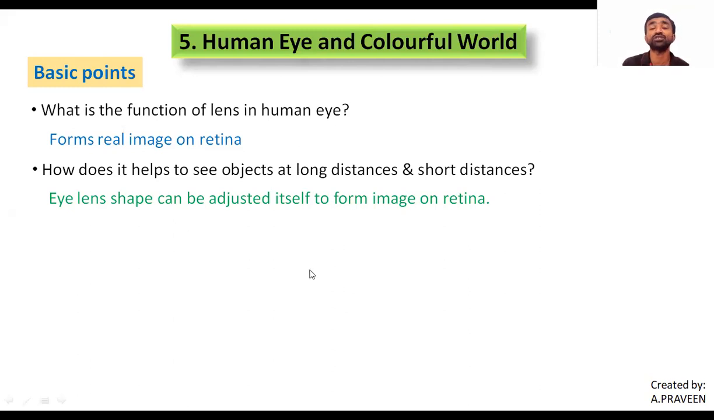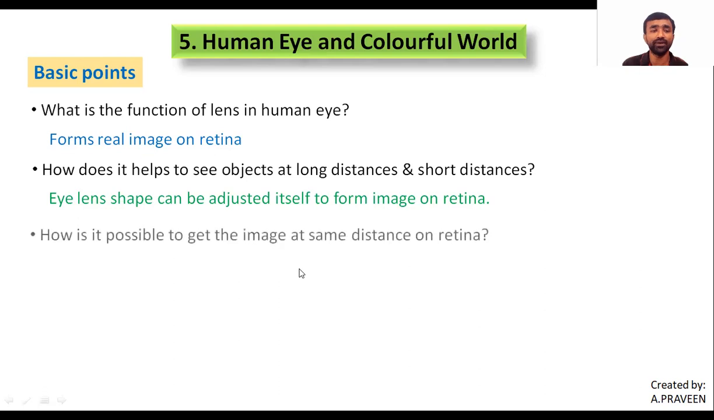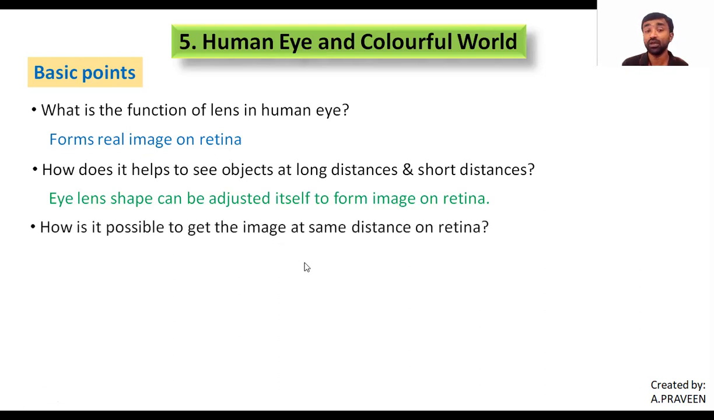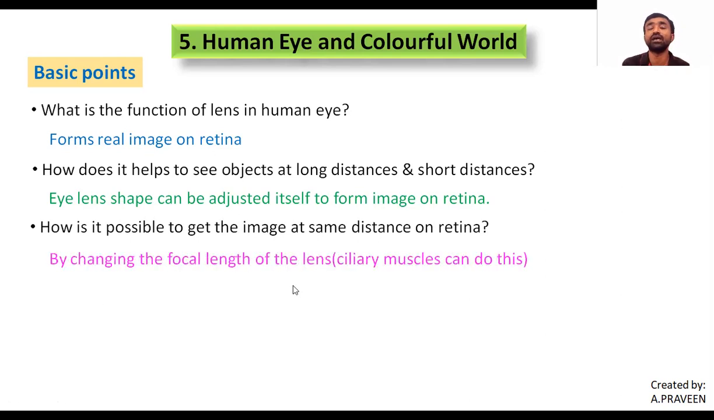It is because of changing the shape of the eye lens. Look at how it is possible to get the image on the retina every time at the same distance. The lens cannot change its shape by itself. It completely depends on other parts called ciliary muscles. Ciliary muscles help the lens to change its shape. By that, its focal length changes. When the focal length changes, automatically its image distance changes. So the focal length of the lens is changed by the ciliary muscles.